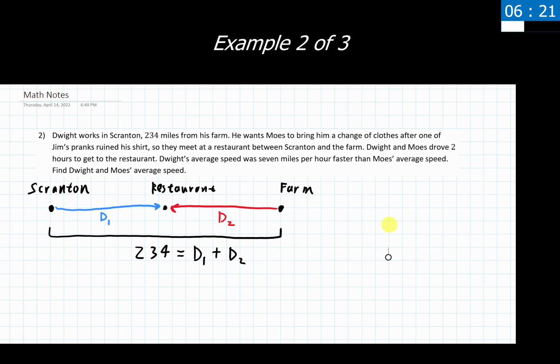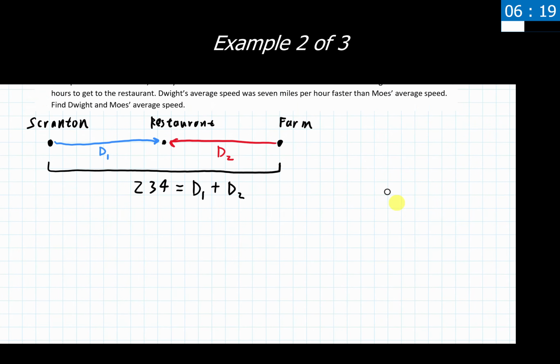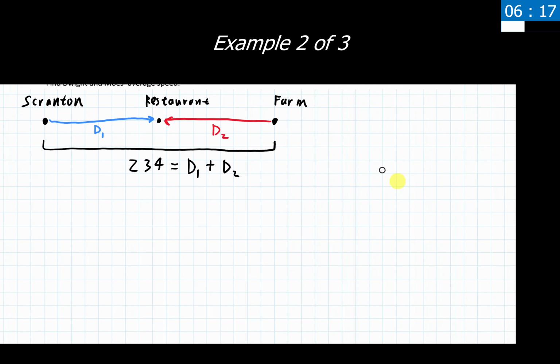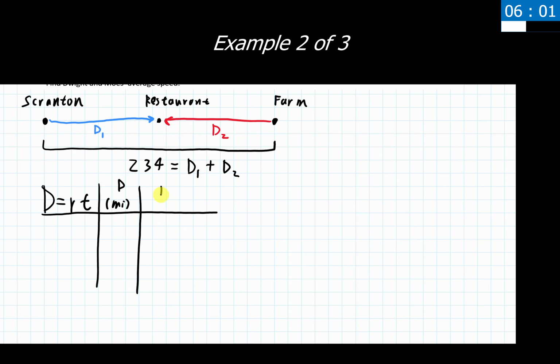So let's go ahead and make our table right below. Let me scroll now. So again, we have our general equation here in the top left corner, our dirt equation. We have our 3 columns. We have our distance in miles. We have our rate in miles per hour. And we have our time in hours.